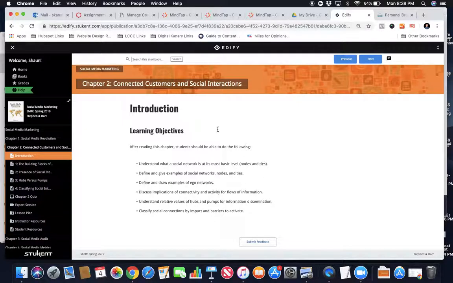Understand what a social network is at its most basic level and how it works, especially with the concept of nodes and ties. Next, we'll talk about social networks, nodes and ties, and knowing their definitions. You'll also need to understand and be able to discuss the implications of connectivity and activity and the difference between those. Basically understanding the values of hubs versus pumps for information dissemination on social media. So let's jump into it, shall we?